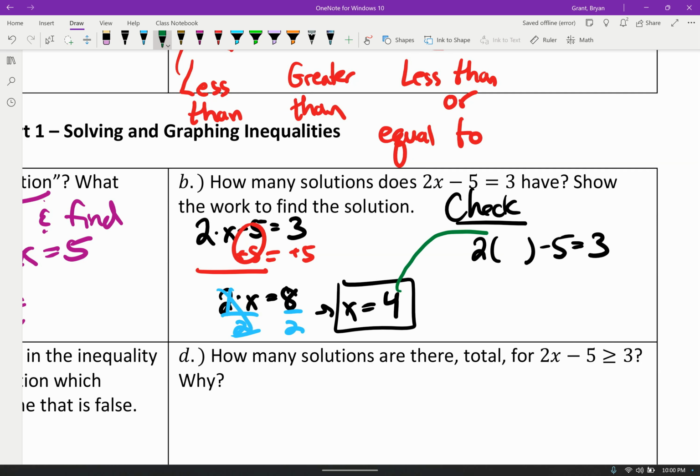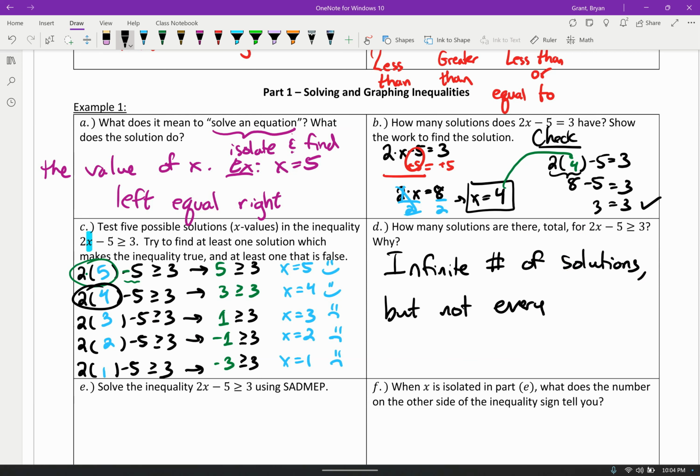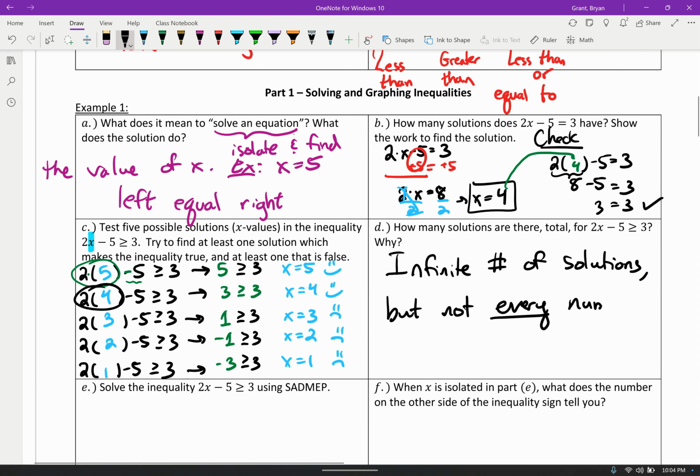Because you're right. But unlike with equations, when there's an infinite number of solutions to an equation, that means every number works. We know here, though, that every number doesn't work. We saw 3 over here where they didn't work. An infinite number of solutions, but not every number.